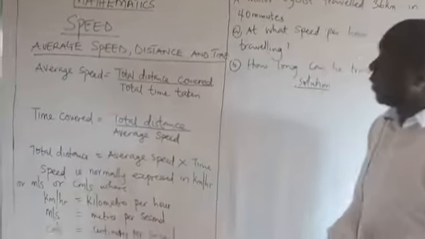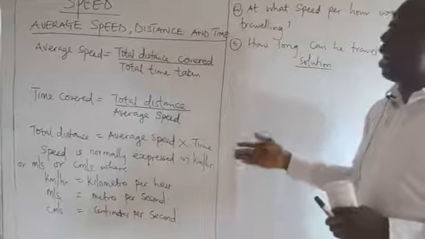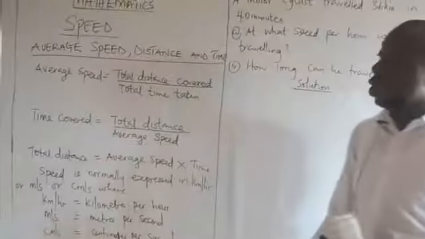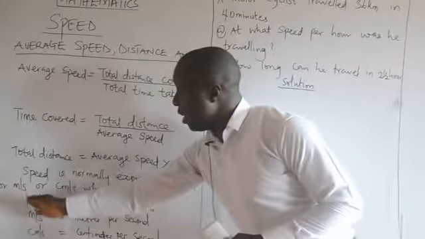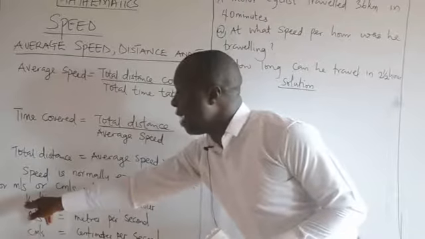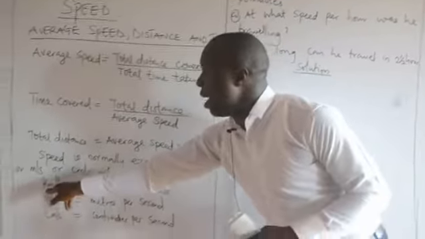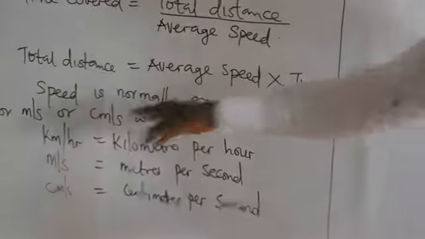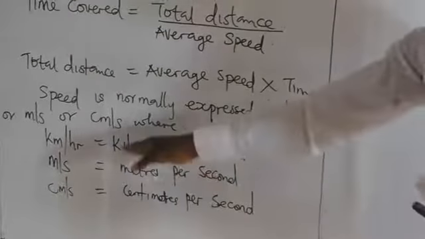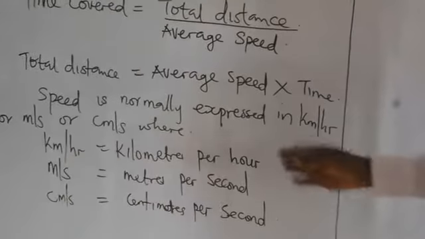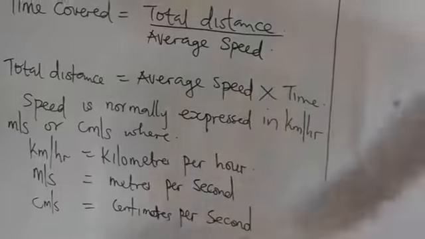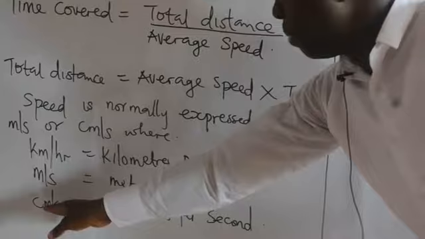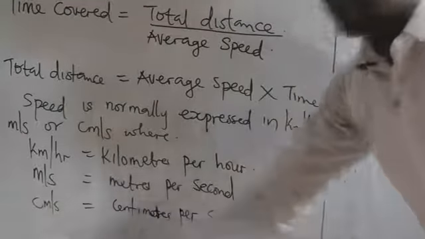Speed is usually expressed in kilometer per hour, or meter per second, or centimeter per second, where kilometer per hour can be abbreviated as km/hr. m/s is the same thing as meters per second. Finally, we have centimeter per second, that is cm/s, which represents centimeter per second.